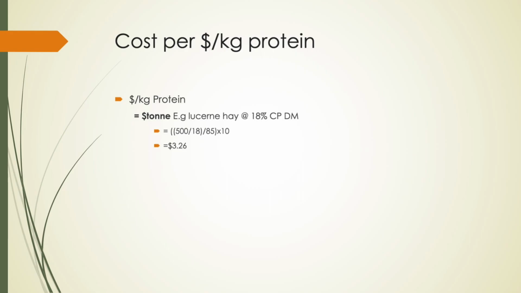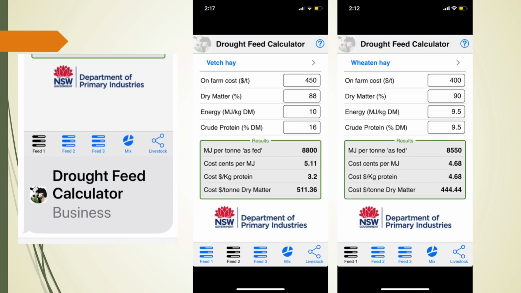Because at the end of the day, if we're trying to feed cows and get milk, that's what we want. So it's actually better buying. Similarly, you can do it per kilo of protein in the feed. But this is the thing that I reckon Josh showed me, hats off, that I wasn't aware of. This is the Drought Calculator App. This is a really cool little gizmo.